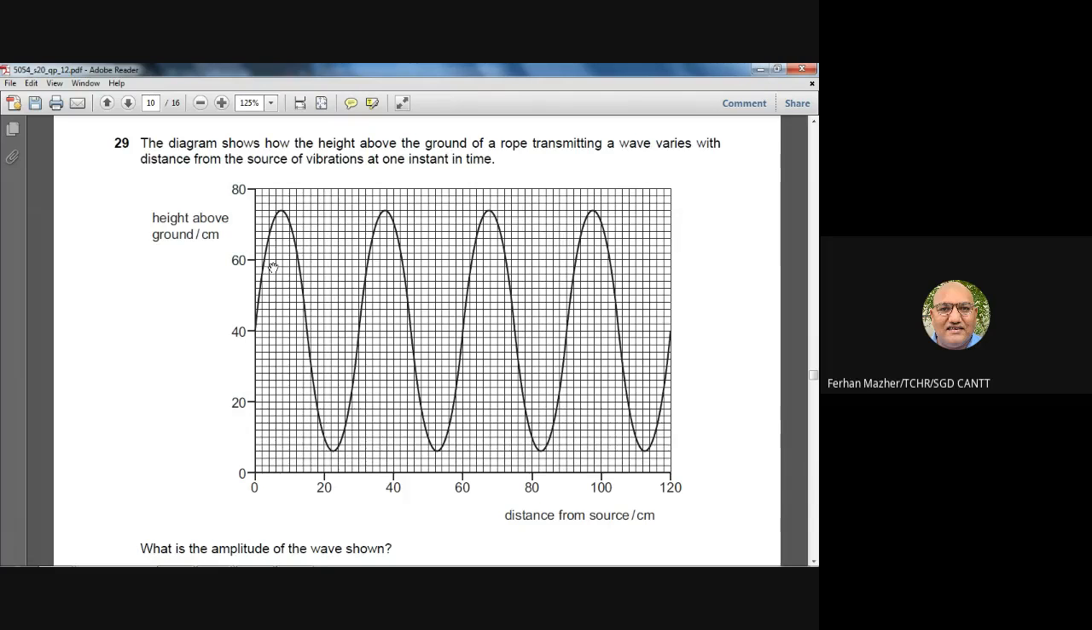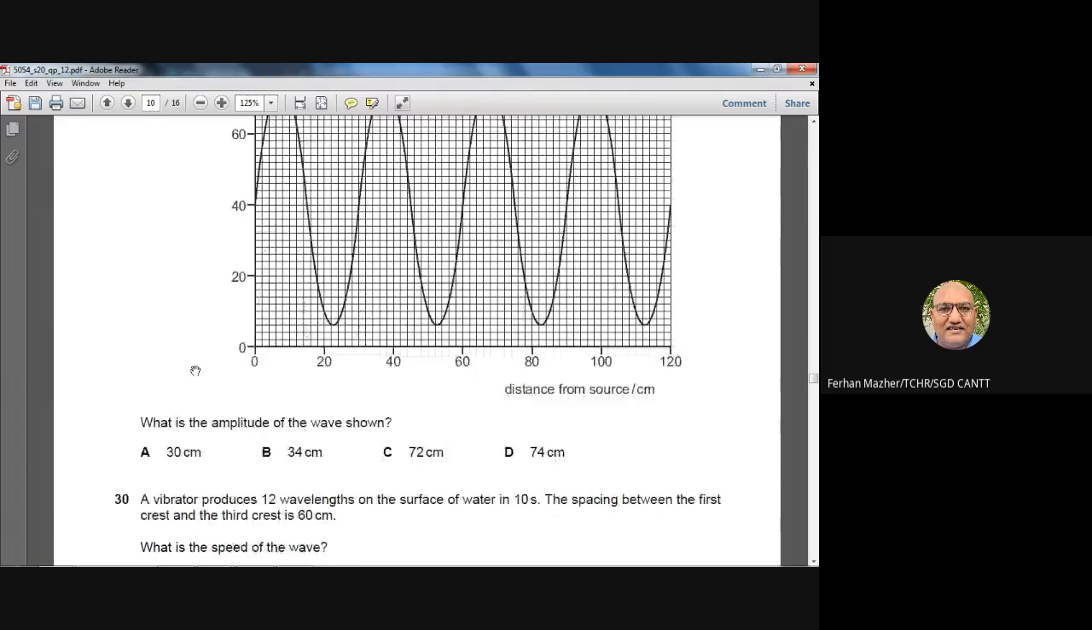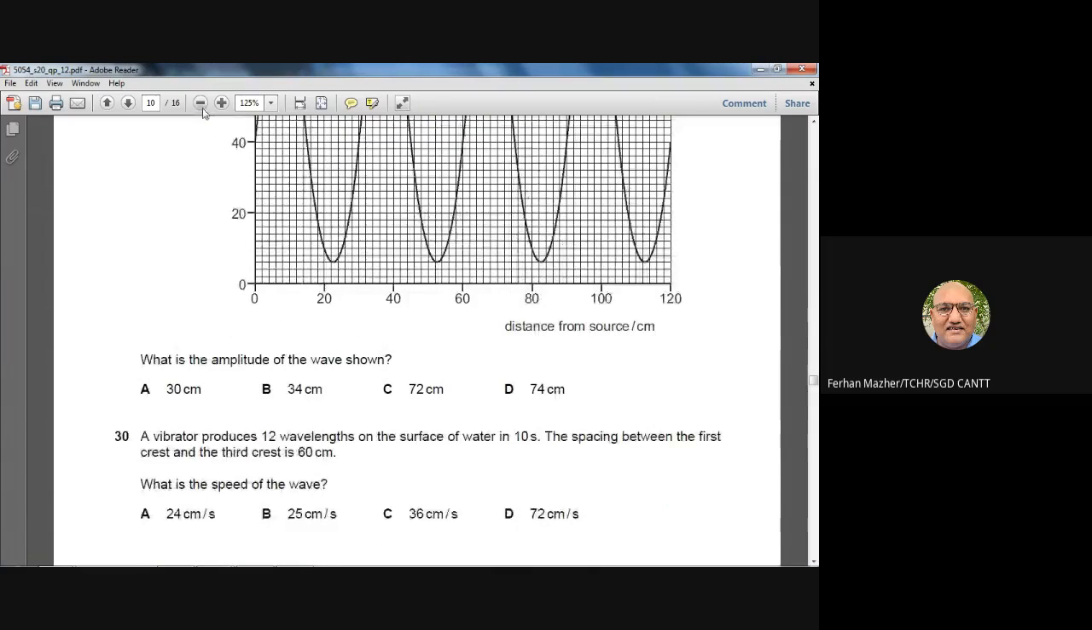It went up to 74. From 40, it went up to 74. At 40, I have the mean position. So from 40, it went to 74, which means 74 minus 40, 34. So the amplitude of the wave is 34.